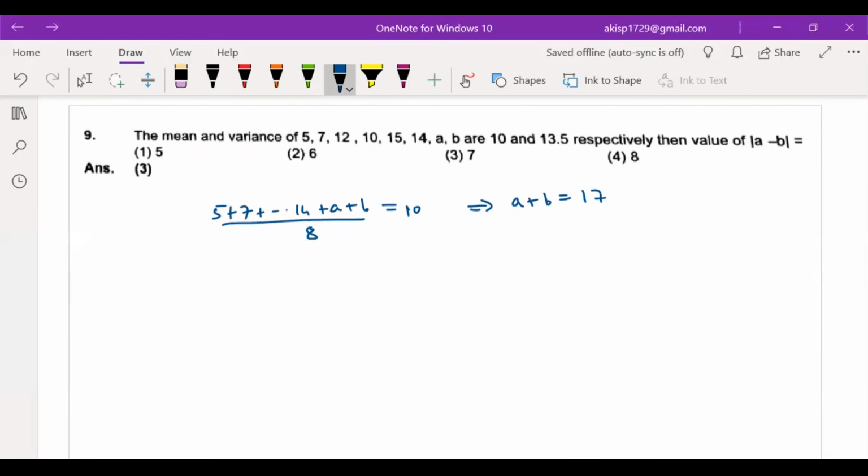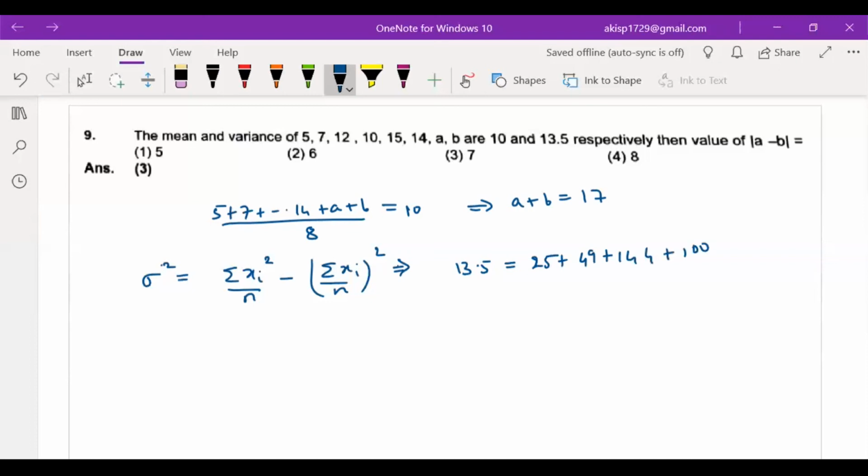Also, the variance is given. The formula for variance is nothing but the summation of xi squares by n minus the mean square. So if we substitute in the values, the variance, that is 13.5, is equal to all these squares minus the mean. The squares of individual numbers are 25 plus 49 plus 144 plus 100 plus 225 plus 196 plus a square plus b square. These by n, which is 8 only, minus the mean which we have already been given as 10. So 10 square, that is minus 100.